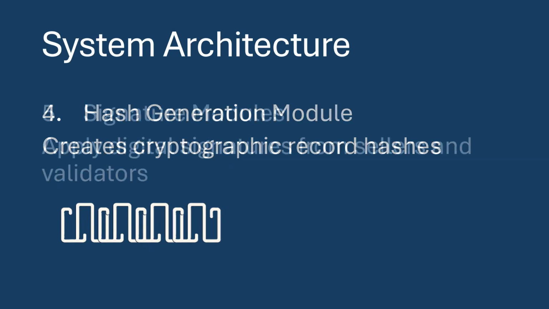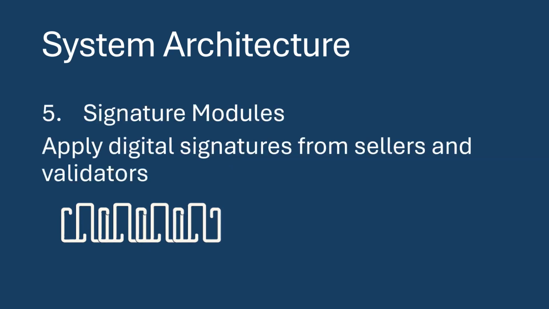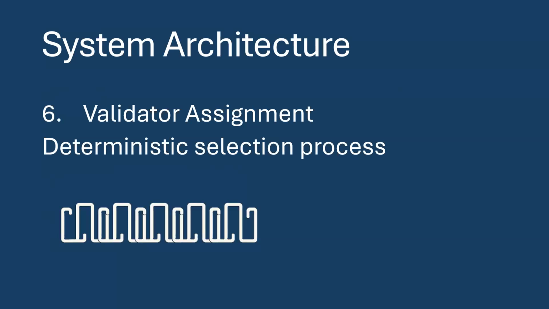5. Seller signature module. Functionality that applies the seller's digital signature to the hash to prove authorship and integrity. The seller signature module applies the seller's digital signature. 6. Validator assignment module. Logic that deterministically assigns a validator using a randomness source. The validator assignment module deterministically selects a validator.